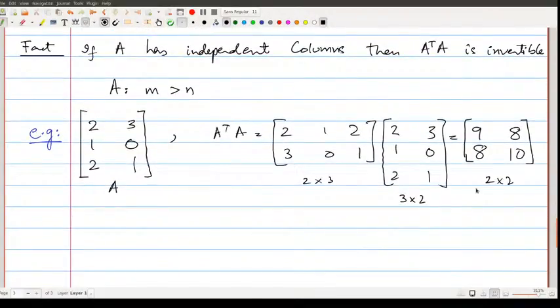And you can immediately see that A transpose A is invertible. How do I know this? Several reasons. Well, the columns are independent. 9, 8 is independent to 8, 10. Another way I can see this is that the rows are independent. Another way is the 2 by 2 determinant that is easy to compute, which is 90 minus 8 times 8, which is 64, is not equal to 0. So I know that this is an invertible matrix.